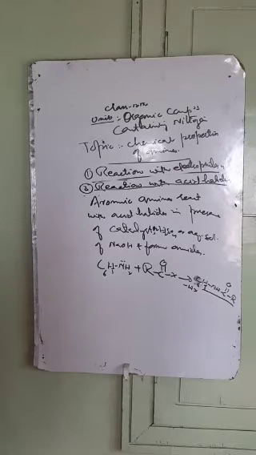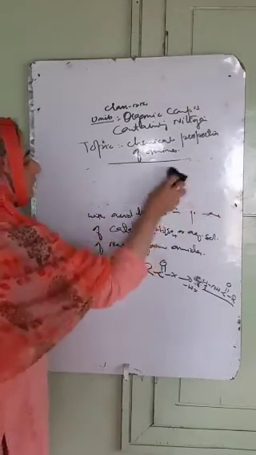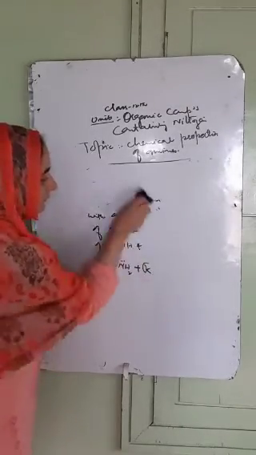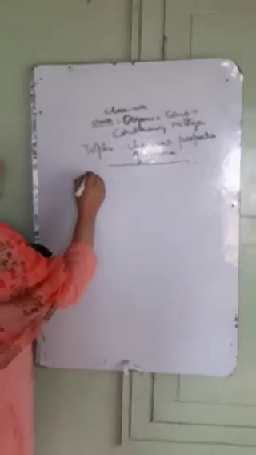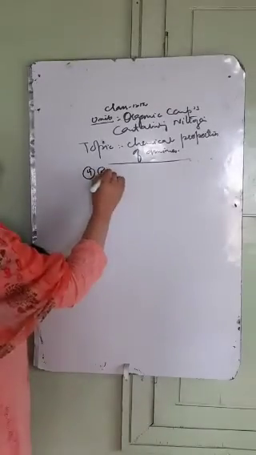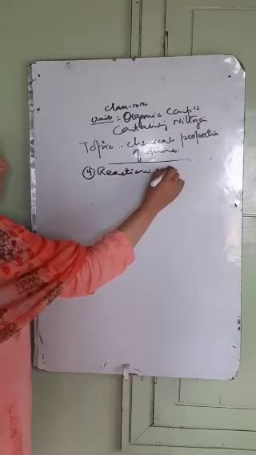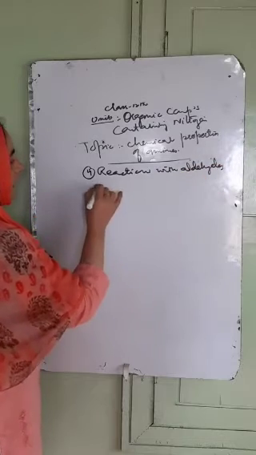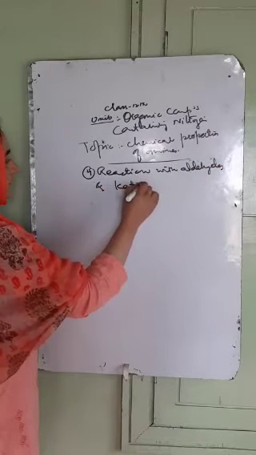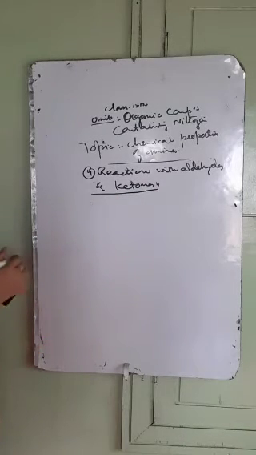Now we have another reaction, that's reaction with aldehydes and ketones. Number fourth reaction जो है, that is reaction with aldehydes and ketones.